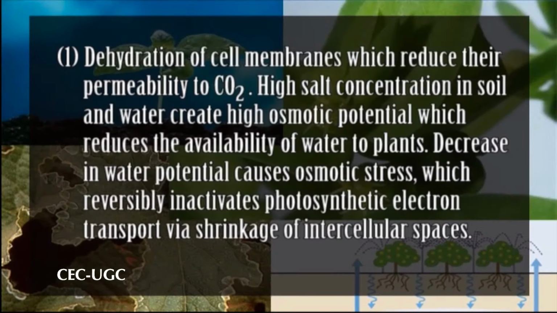Plant biologists attributed the decrease in photosynthetic rate to salinity-induced factors. Number 1. Dehydration of cell membranes, which reduces their permeability to carbon dioxide. High salt concentration in soil and water creates high osmotic potential, which reduces the availability of water to plants. Decrease in water potential causes osmotic stress, which reversibly inactivates photosynthetic electron transport via shrinkage of intercellular spaces.